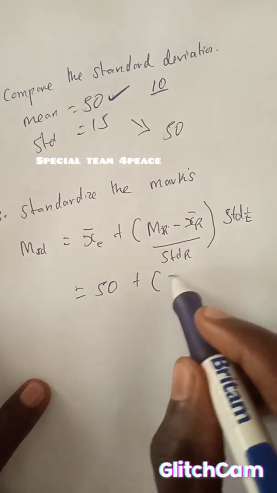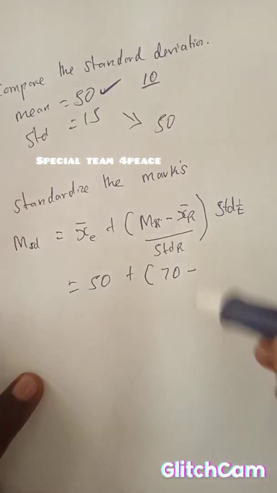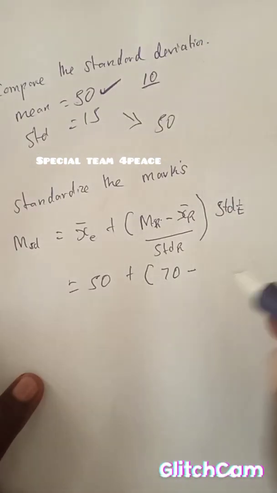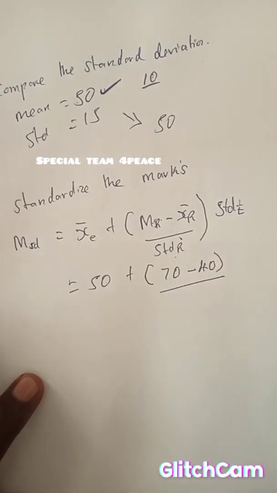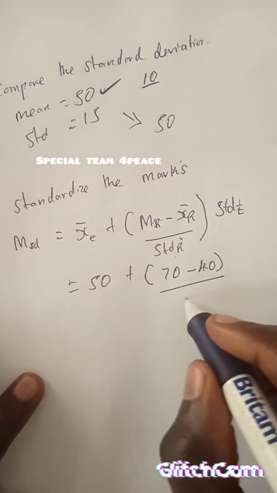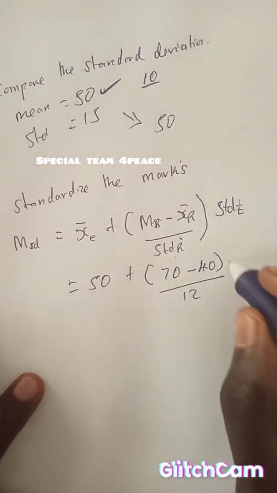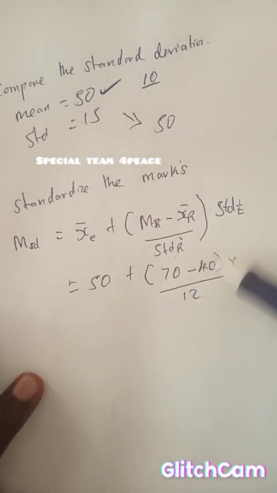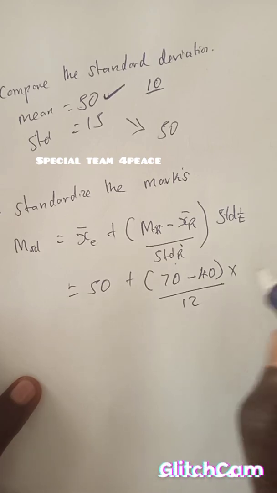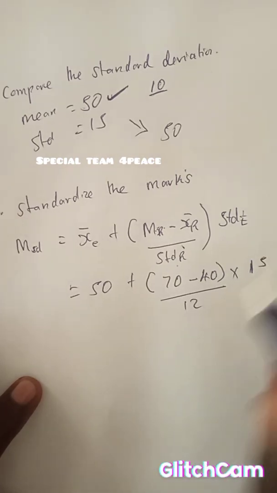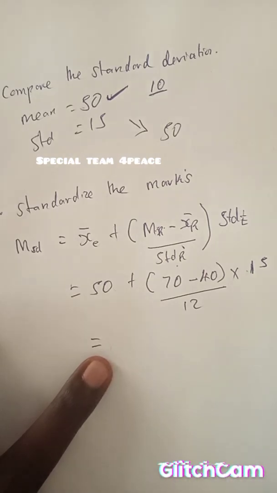We can use an example of 70, then minus the raw mean. Say the mean in that case was 40, just guessing, then divided by the standard deviation of that score. The standard deviation can be even 12, again just guessing, then multiplied by the expected standard deviation. The expected standard deviation is always 15, as I have already explained, therefore multiplied by 15. So you'll get the score of that student for that subject.